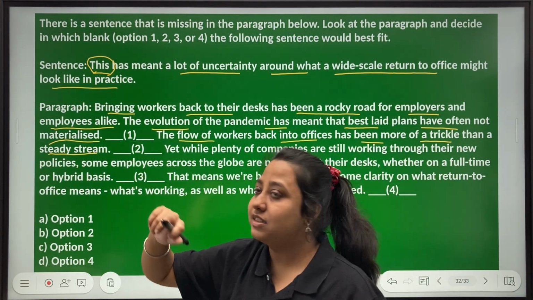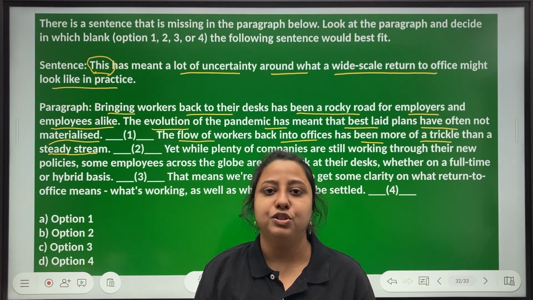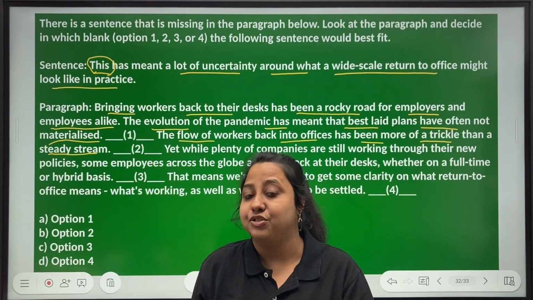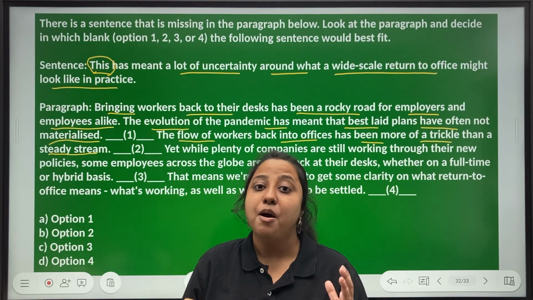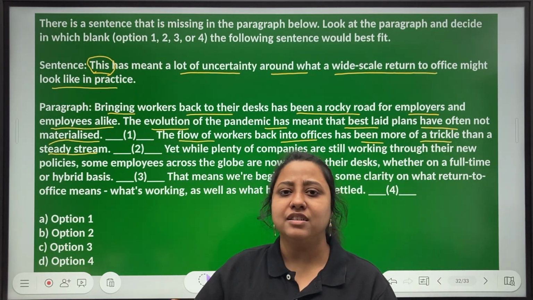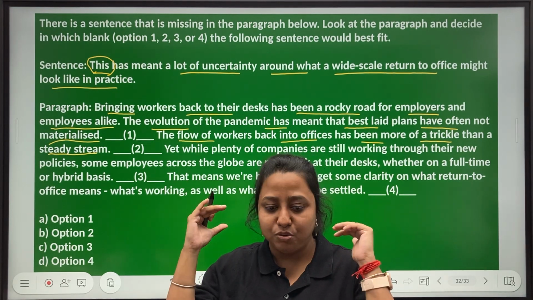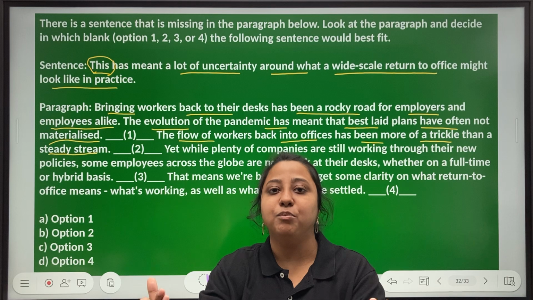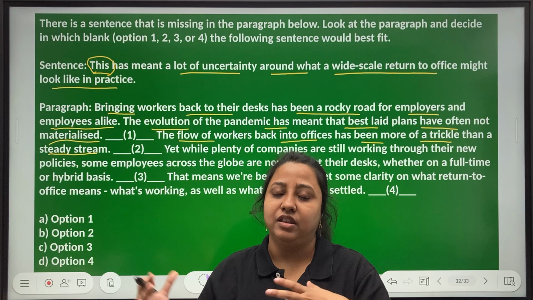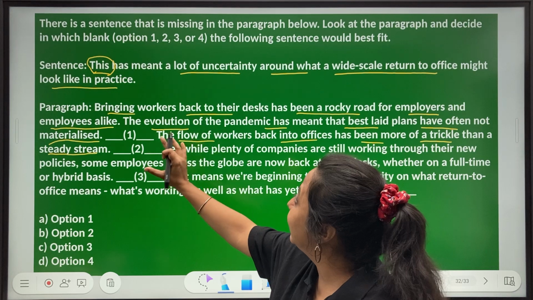So more of a trickle than a steady stream. Maybe you expected people would come back to office once plans are put into perspective, or once there's an official declaration that it's time to start getting back to office. But what we've seen is that this flow of workers has been a trickle, as in something that is too narrow, right? You expect it to be steady, you expect people to come back in large numbers, but what we've seen is it's been very erratic. One or two people coming in, and then others who continue to work from home. So it has been more of a trickle than a steady stream.